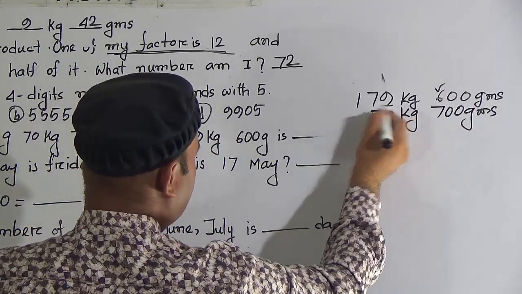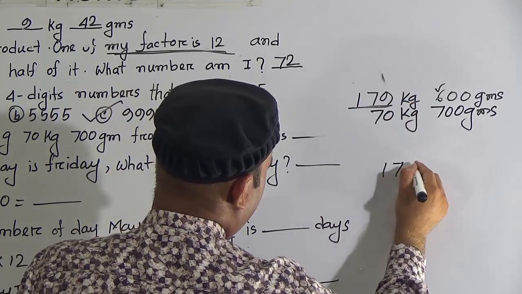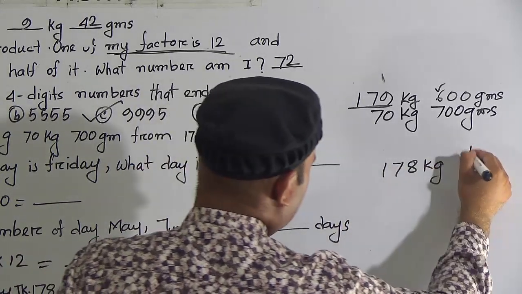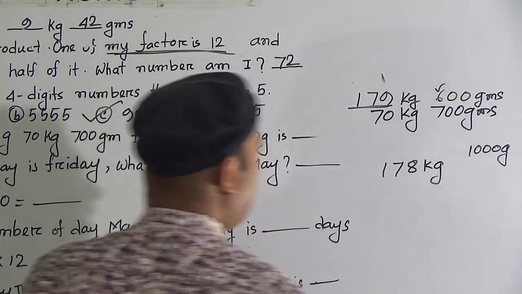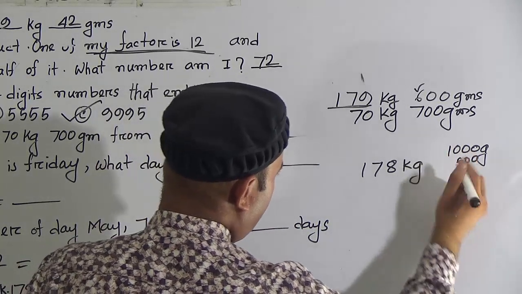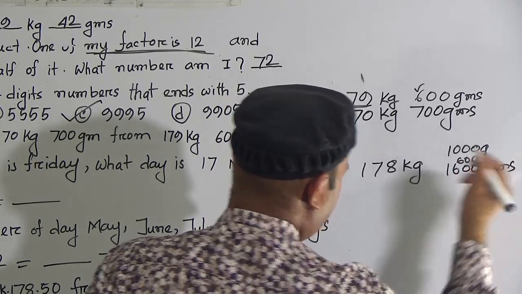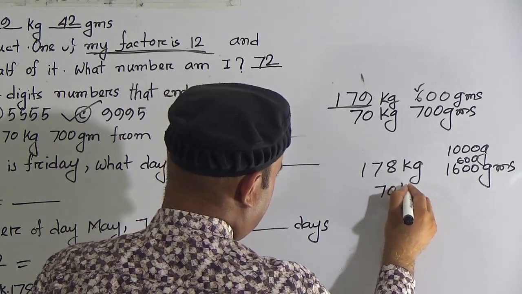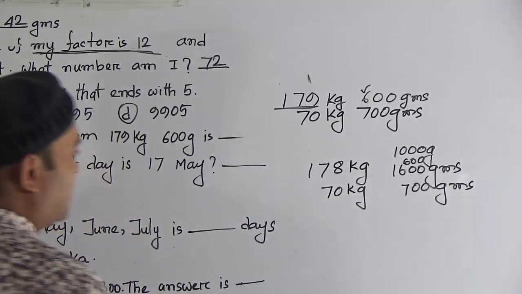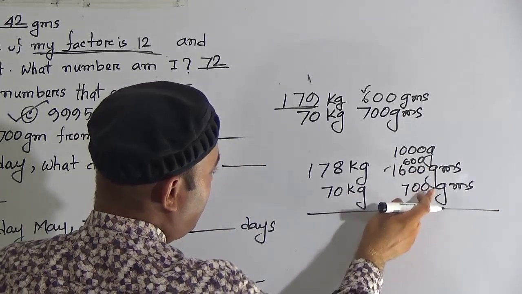So we write 179 kg as 178 kg. We have taken 1 kg, which means 1000 grams, and here is 600 grams. After adding these two, it will be 1600 grams, and 70 kg 700 grams will be subtracted from it. Now look here, 1600 is greater than 700.